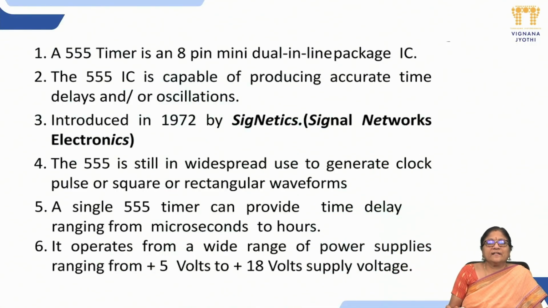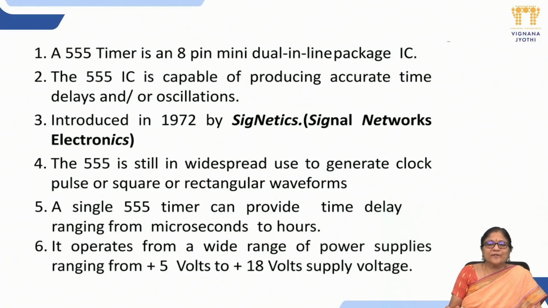The 555 timer is an 8-pin dual inline package, that is, it contains 8 pins on 2 sides. That's why it is known as a dual inline package. It is capable of producing accurate time delays or oscillations, as I told, and it was produced by Signetics company in the year 1972. It is still widely used to generate clock pulses or square or rectangular waveforms even today.